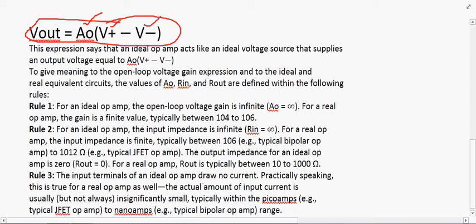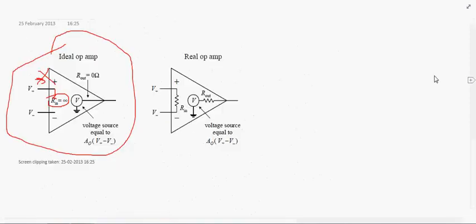These three rules will help you in solving any problem. You can solve any problem on op-amp using only these three basic rules. And one more thing I forgot to tell you, the output impedance of an ideal op-amp is 0. It acts as a short circuit.